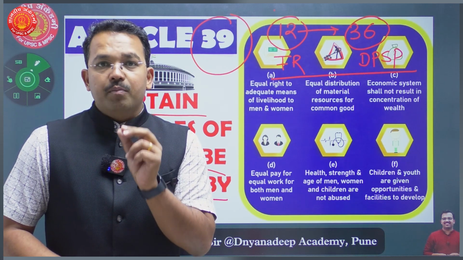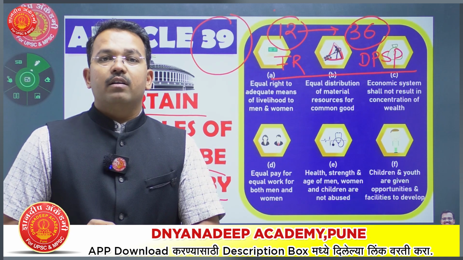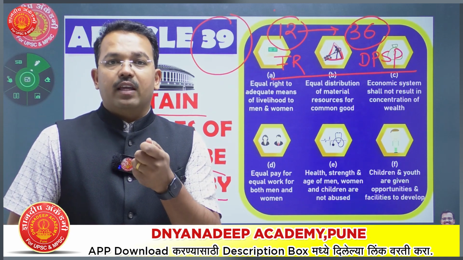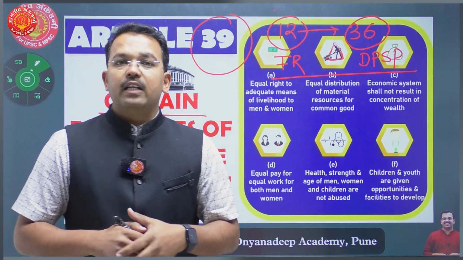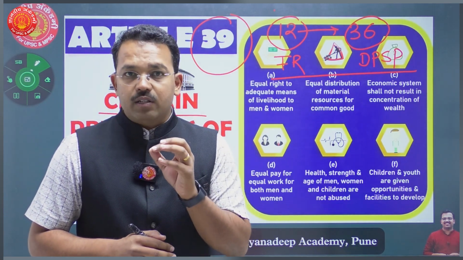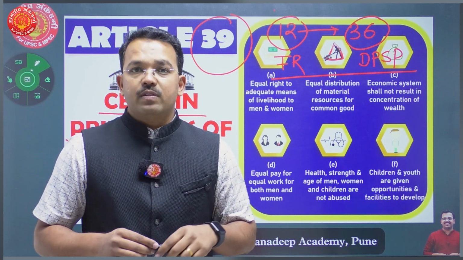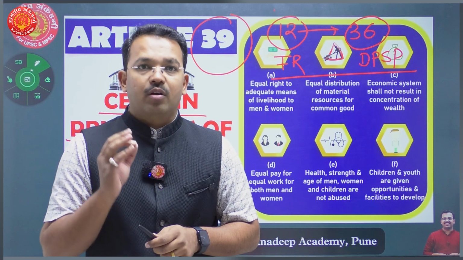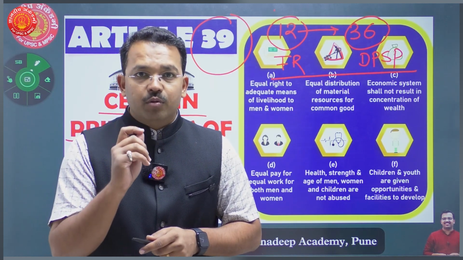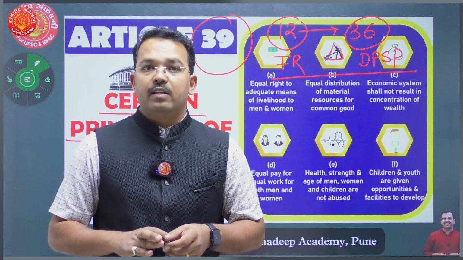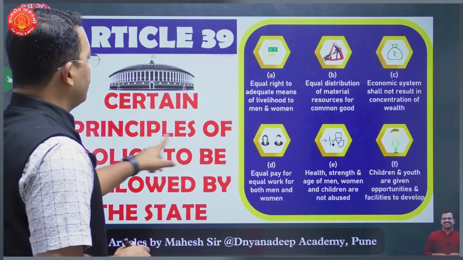So what all important central principles must be followed by the state while making a welfare state are given in Article 39. One important thing: Article 39 is a very crucial article for the prelims examination and mains examination, rather I would say for the entire preliminary examination of all state PCS and UPSC. Article 39 is the most crucial article in DPSP. Let's try to understand what Article 39 is.